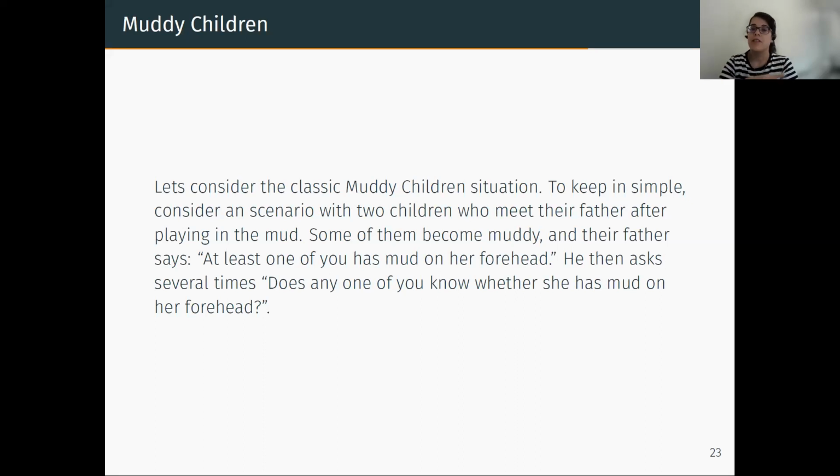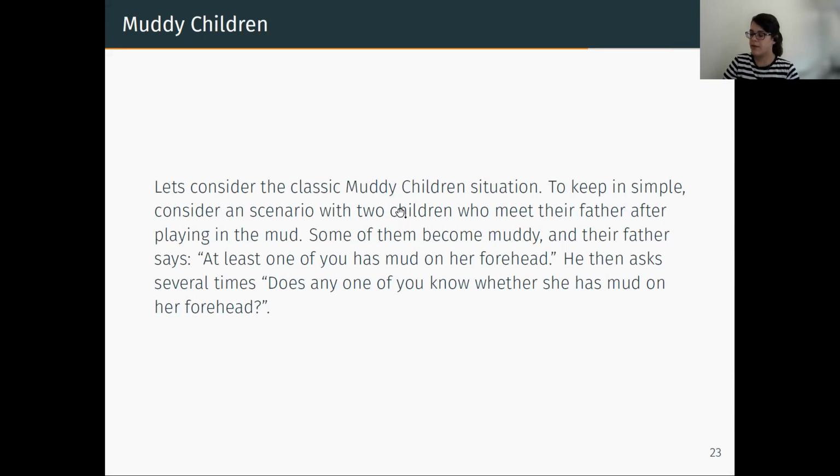We're going to consider only two children who meet their father after playing in the mud. They know they can enter the house if they are not muddy, so that's relevant information for them. They don't want to have mud on their face, but while they were playing, some of them became muddy. So the father says, at least one of you has mud on her forehead. Then he proceeds to ask several times, does any one of you know whether you have mud on your forehead?